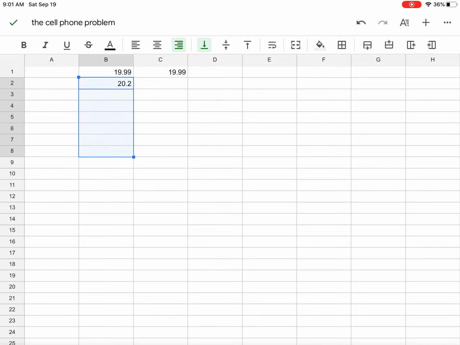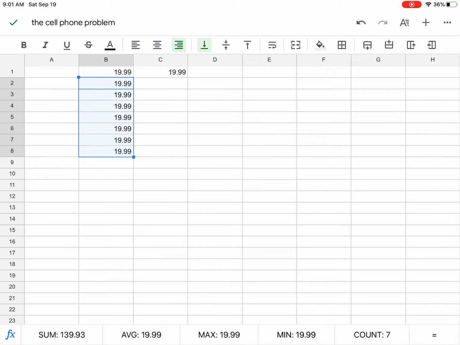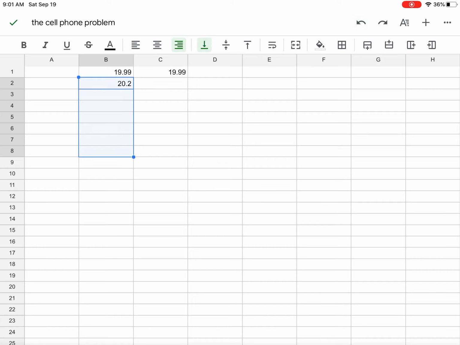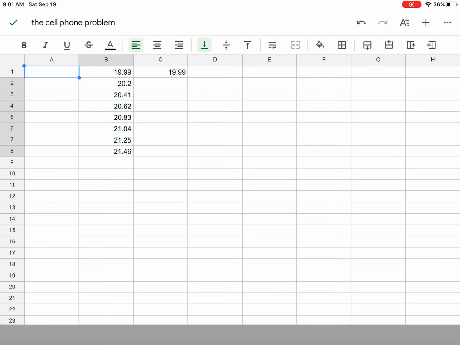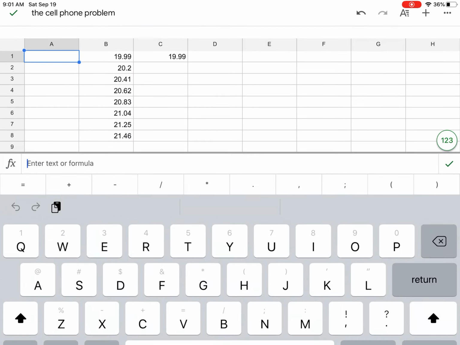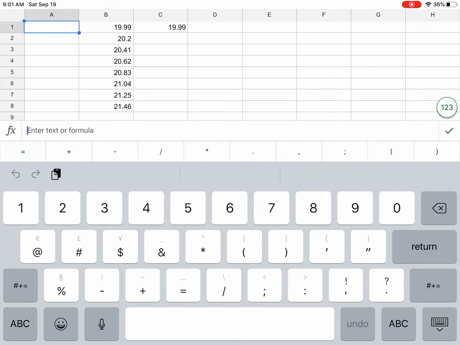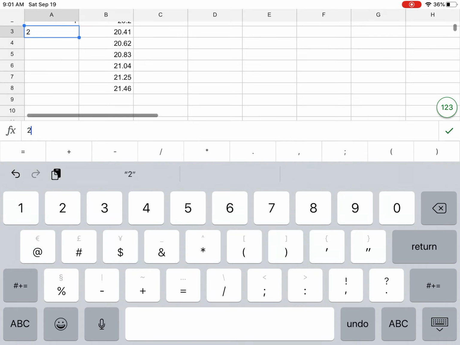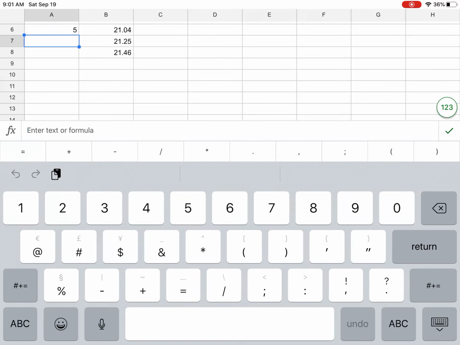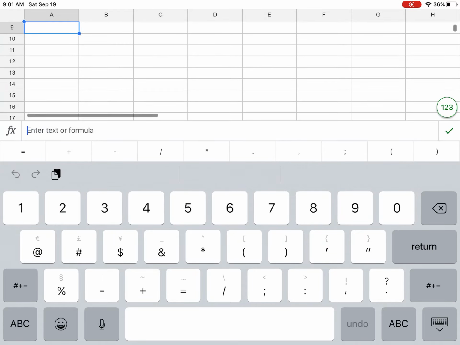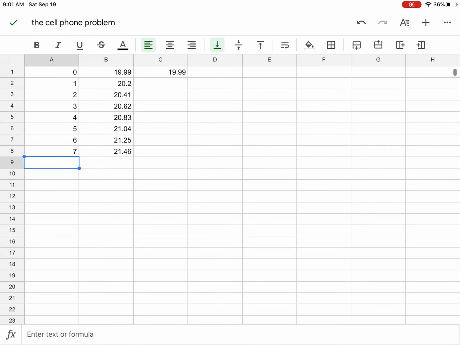I can go ahead and drop that down. Oops, let's edit undo that. I wanted to hit autofill. There we go. So it'll go ahead and do that for me, which is pretty cool. I'm going to put some minute marks here. 2, 3, 4, 5. All right, 6, 7, perfect.